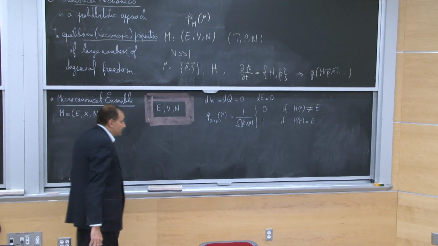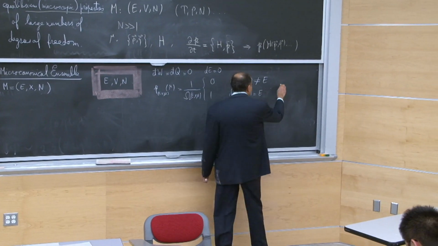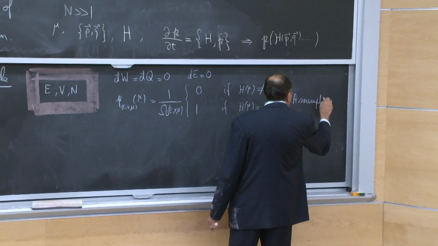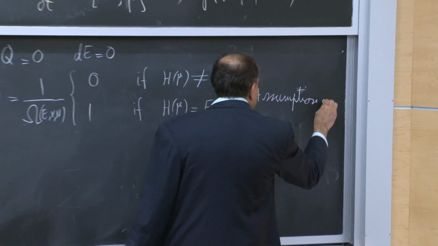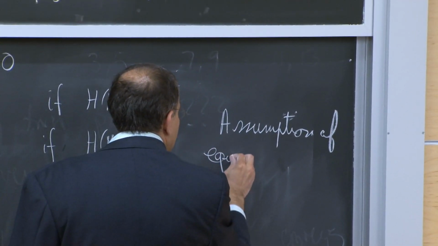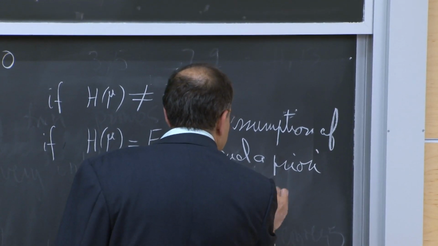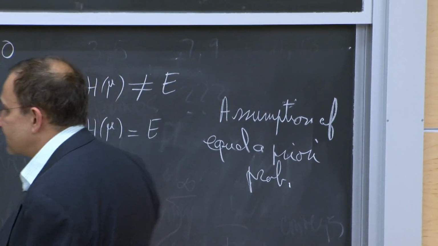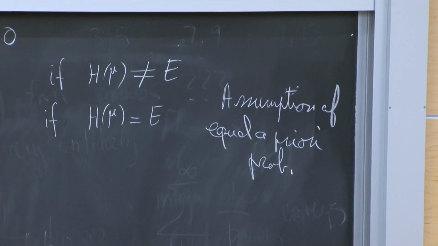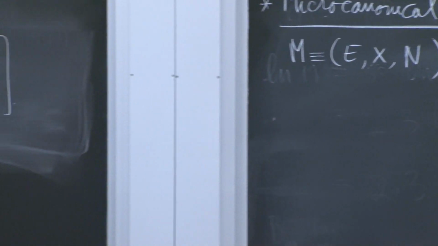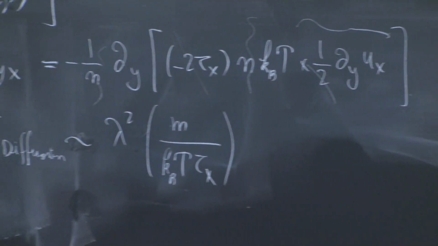Now, this is an assumption. It is a way of assigning probabilities. It's called the assumption of equal a priori probabilities. It's like the subjective assignment of probabilities, like the faces of the dice. It's essentially the best that you can do without any other information.